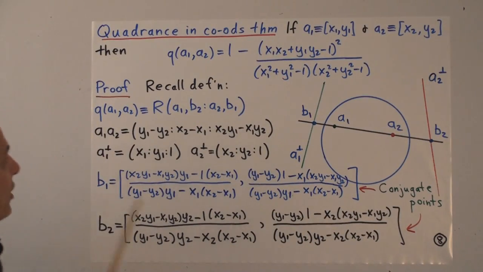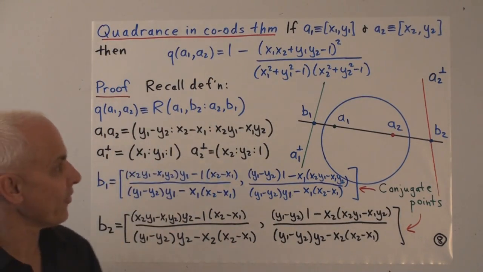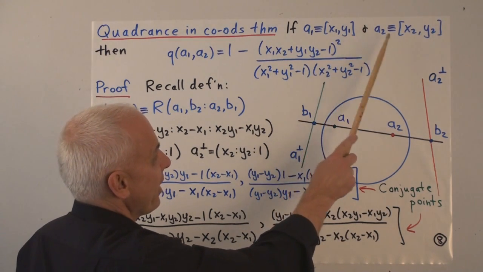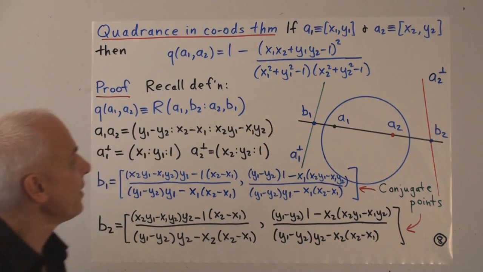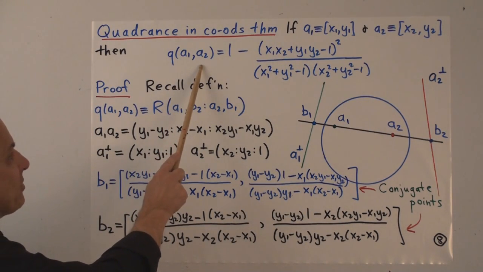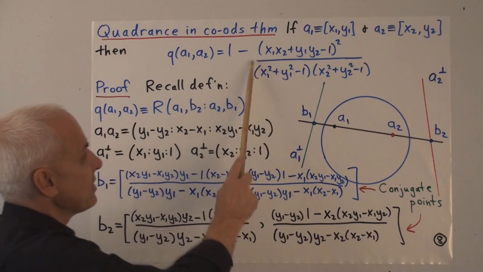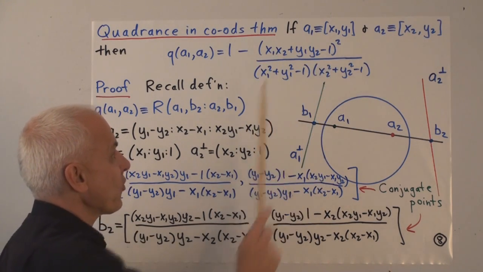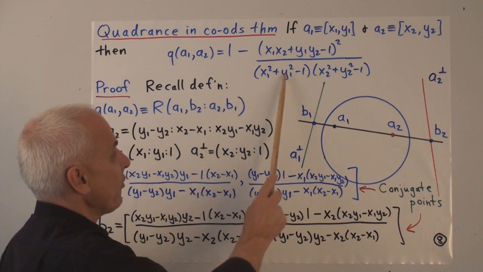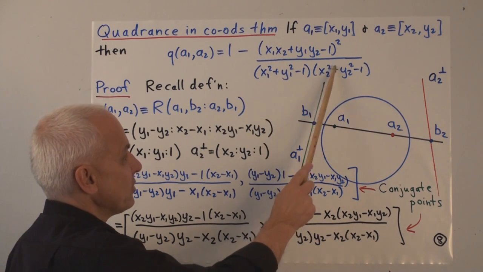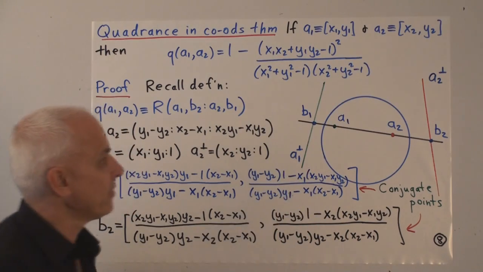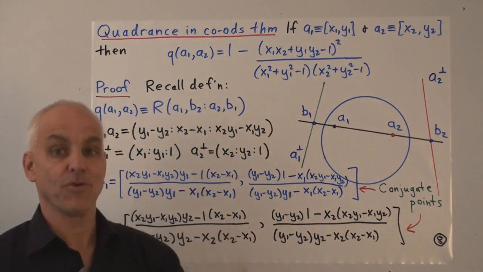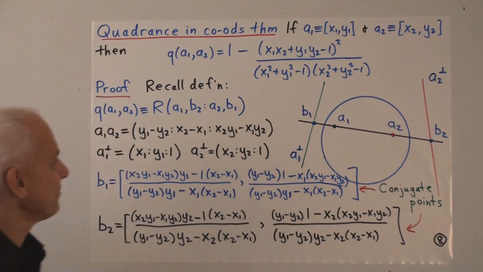Okay, so now on to the quadrance in coordinates theorem, which says that if A1 is (x1, y1) and A2 is (x2, y2), then the quadrance between them is 1 minus this expression, (x1 x2 plus y1 y2 minus 1) all squared, divided by (x1 squared plus y1 squared minus 1) times (x2 squared plus y2 squared minus 1). We're starting to see this kind of expression quite often.